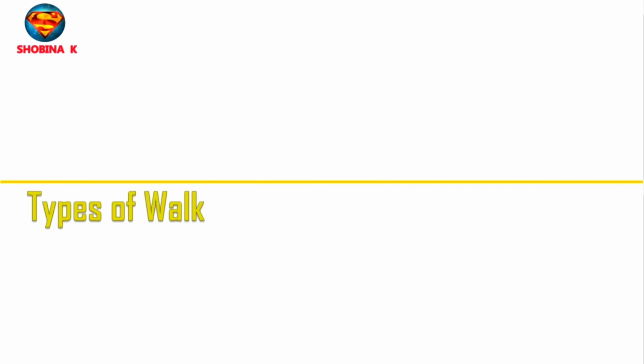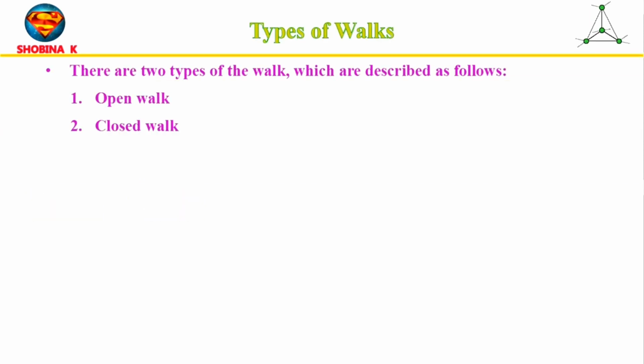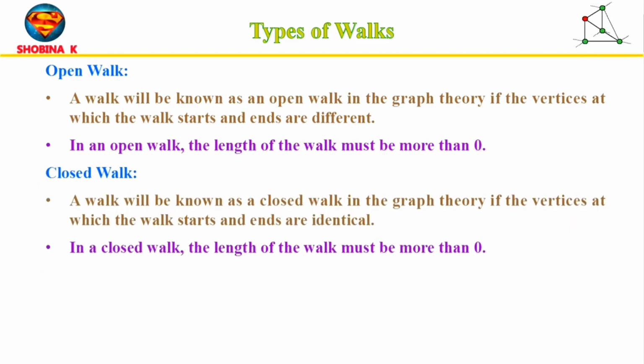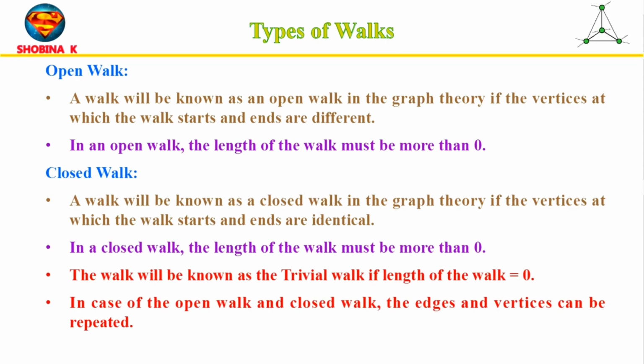Next, the types of walks. There are two types of walks: open walk and closed walk. A walk is said to be an open walk if the starting and ending vertices are different. That is, the origin vertex and terminal vertex are different, and the length of the walk must be more than 0. A walk is said to be a closed walk if the starting and ending vertices are identical. That is, if a walk starts and ends at the same vertex, then it is said to be a closed walk. There are some important points to be learned. A walk is said to be a trivial walk if the length of the walk is 0. Next, in the case of open walk and closed walk, the edges and vertices can be repeated.